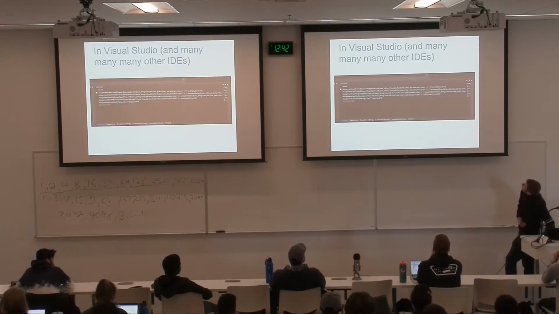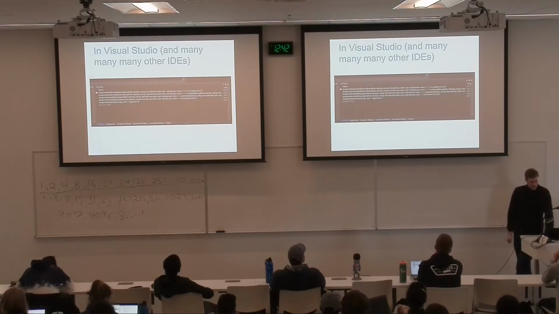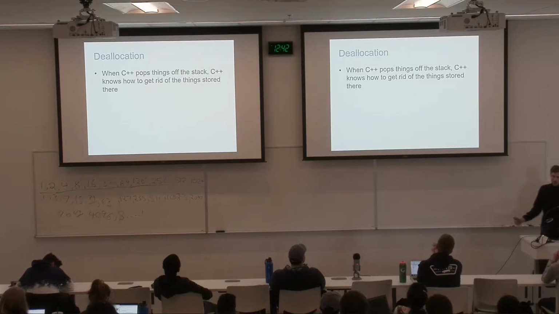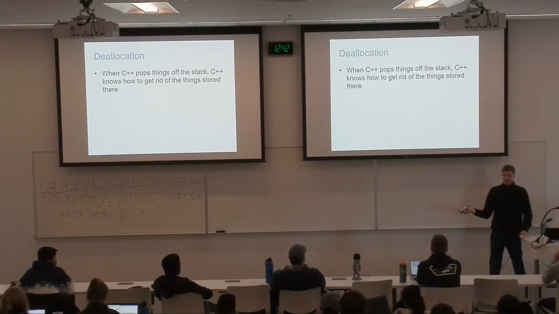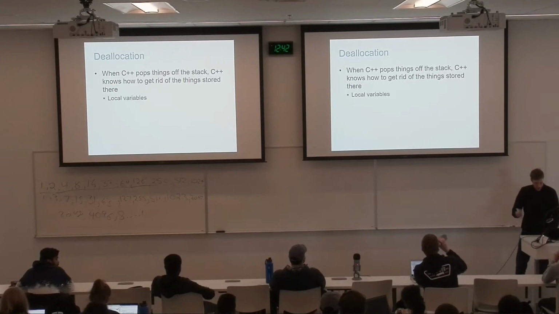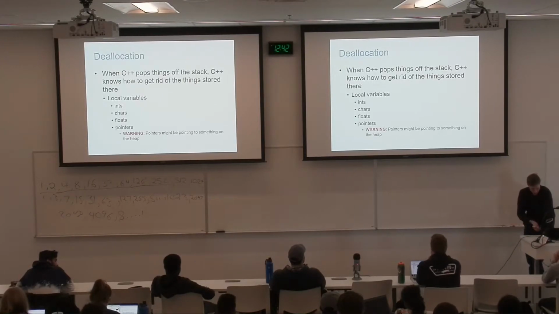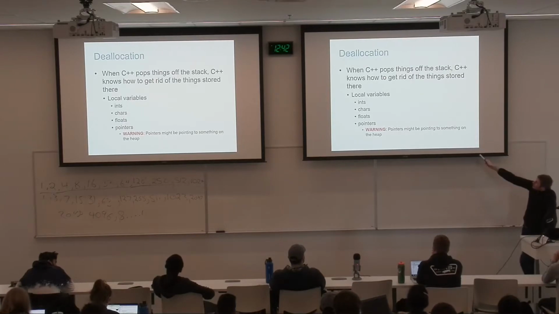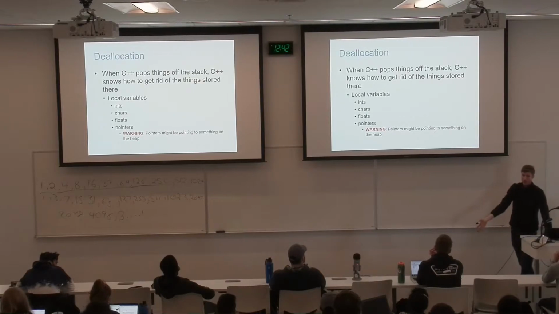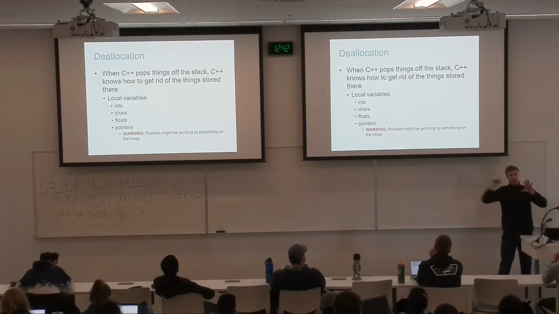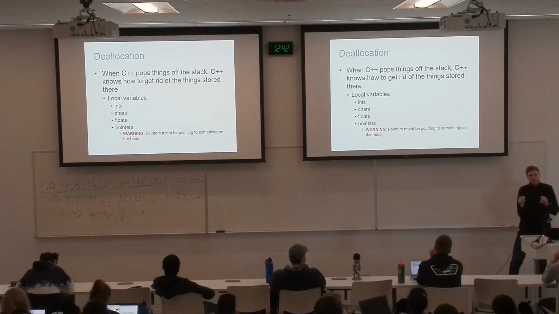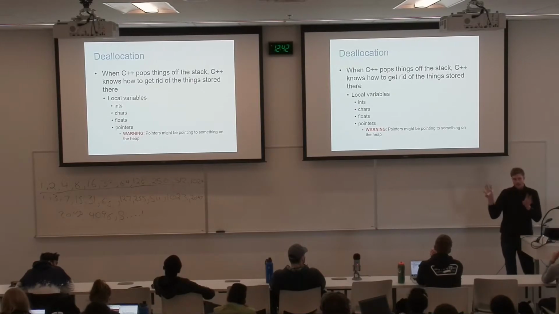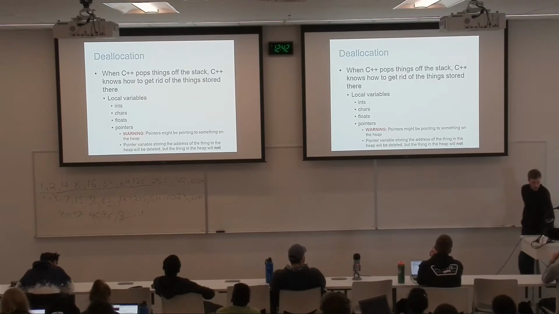So, yeah. I already showed you this call stack. When C++ pops things off the stack, it knows how to get rid of the things that were in the call frame, like the local variables, ints, characters, floats, pointers. But if pointers are pointing to something in the heap, that dynamic space, we might be in trouble, because we might not delete what they're pointing to. The pointer variable itself will be deleted, but not what it's pointing to, if it's in the heap.